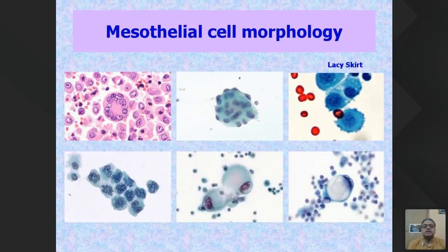Here you can see the varying kinds of mesothelial cell morphology. They can have multinucleated giant cells. You can have this kind of morula formation. You can get this lazy skirt appearance, or you can get a two-tone cytoplasm. That means that there is a dense cytoplasm close to the nucleus and a frayed cytoplasm away from the nucleus, which is because of the microvilli which are put out by the mesothelial cells. Especially in children, you get these flower-shaped nuclei. These are just normal mesothelial cell sheets.